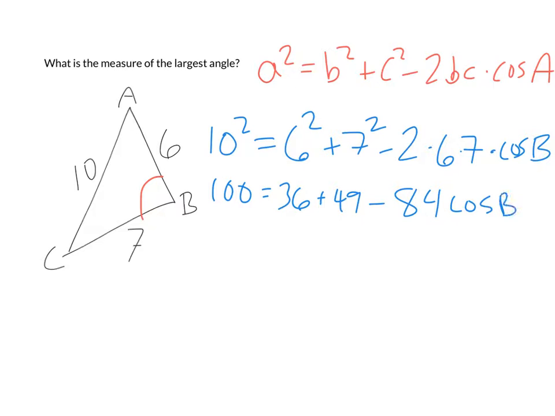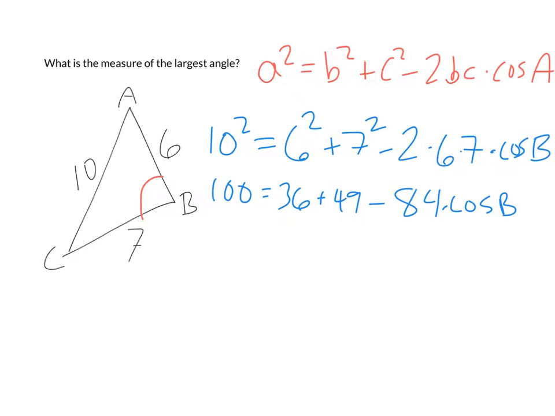Cosine of B. Does that look about right so far, children? I think so. Now what a lot of people want to do is 36 plus 49 minus 84. What is wrong with me doing 36 plus 49 minus 84? Why can't I do that? 84 times cosine of B. I can't subtract the 84 because of my order of operations.